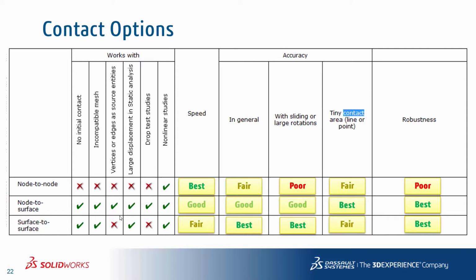It certainly uses a more advanced algorithm, but it is creating more constraint equations to enforce the contact condition, and hence it takes a lot more time to solve. But since it converges faster, there could be a trade-off between using this option and the node to surface option.